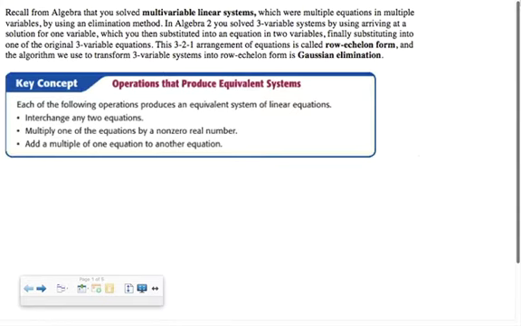So, operations that produce equivalent systems. If I take one equation and add it to another, if I add a multiple of one equation to another, if I multiply an equation by a non-zero value, if I switch two equations, then I end up with an equivalent system.